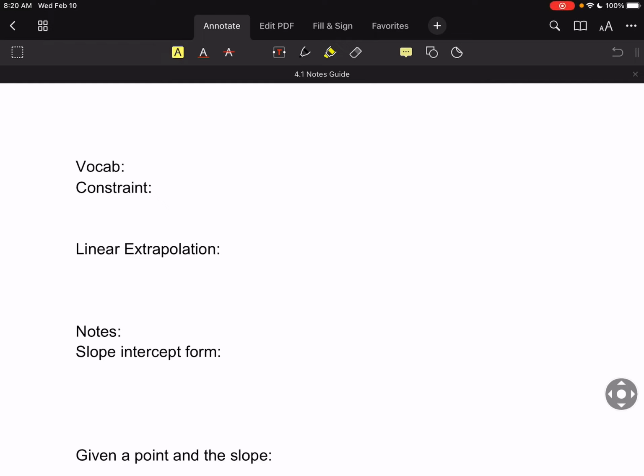All right, so we are going to take notes. These notes are for chapter 4 and section 1. We're talking about writing equations in slope-intercept form.